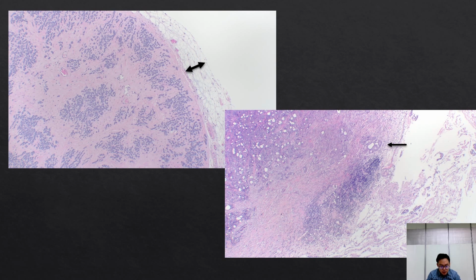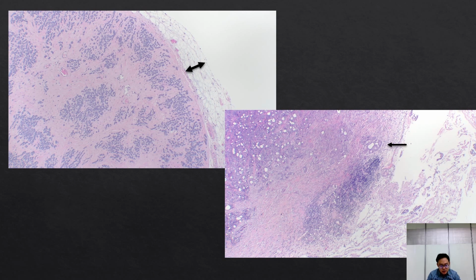The margin is probably from about here to here. But because this is a benign tumor and the edge is really well demarcated, it's easy to tell where the tumor stops and where regular tissue begins. The clinician that submitted this would probably not be concerned about recurrence.